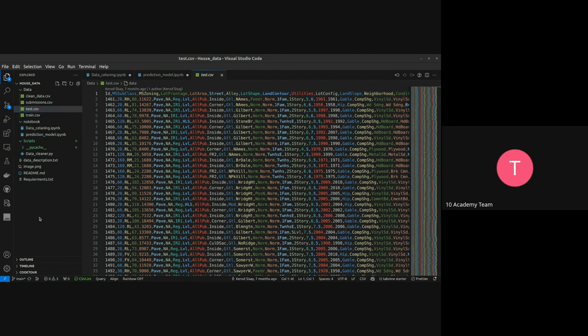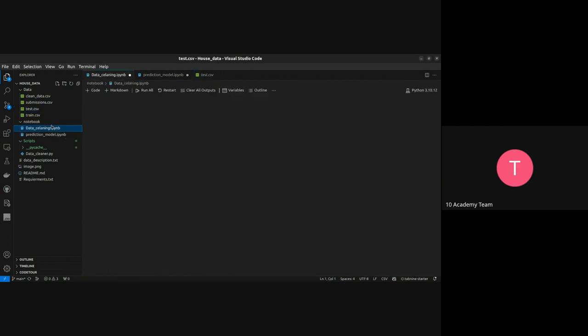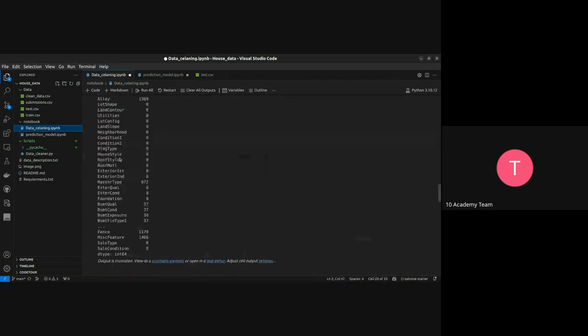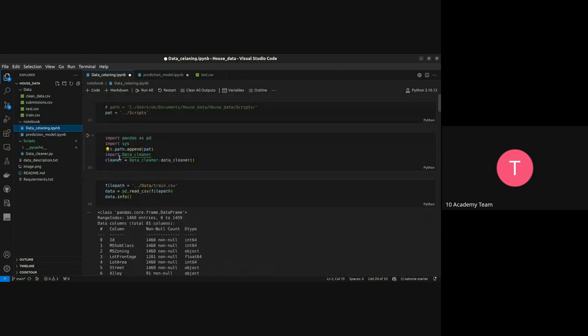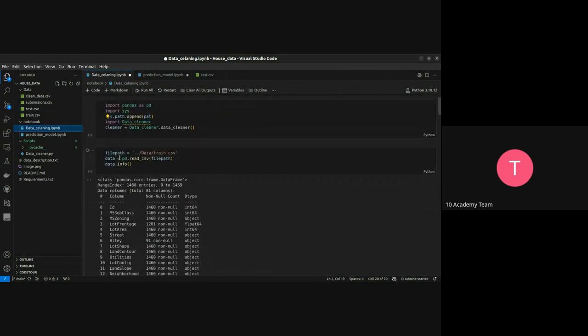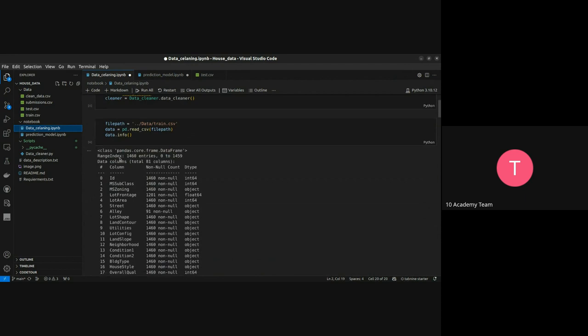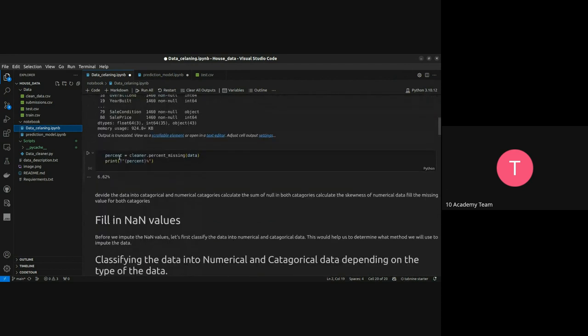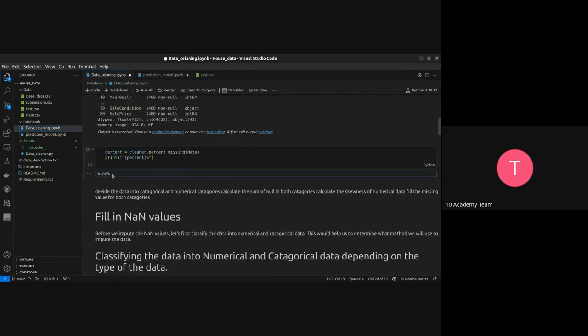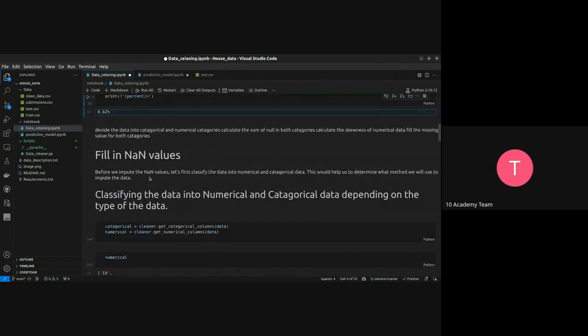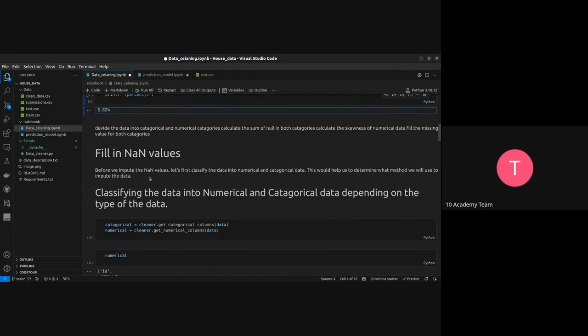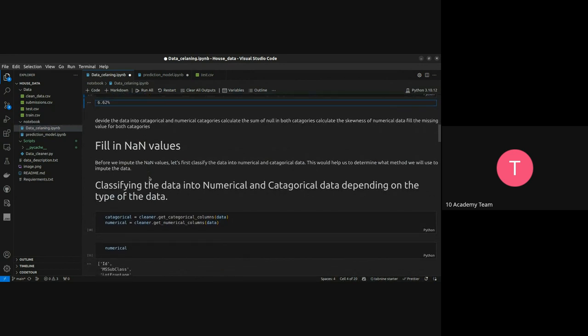So the first thing you're going to do is clean the data. This is just loading the data, and as you can see here, 6.62% of the data is non-value or missing. So here is where data understanding comes in. You need to understand the data, go through each column and find out what it means.